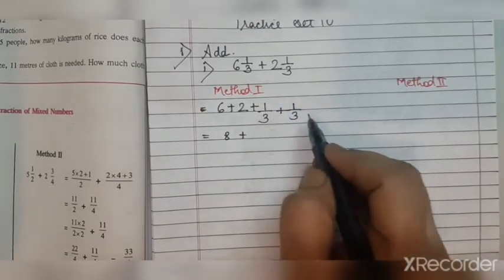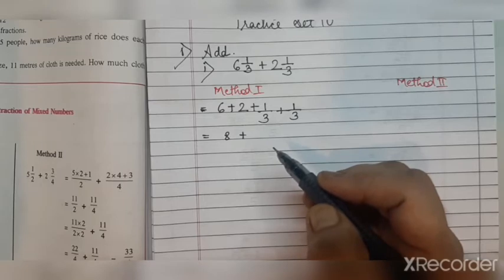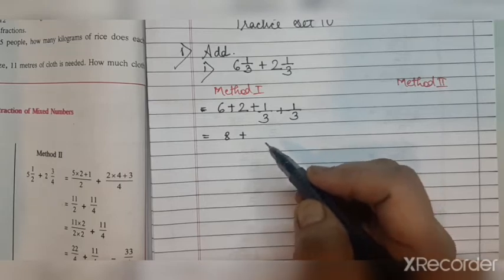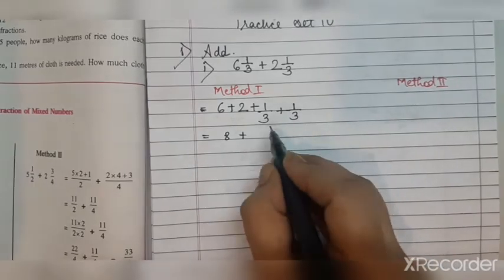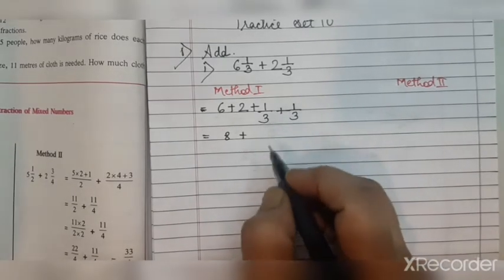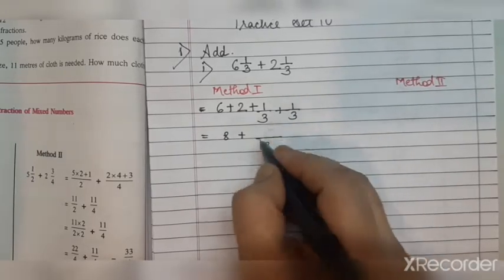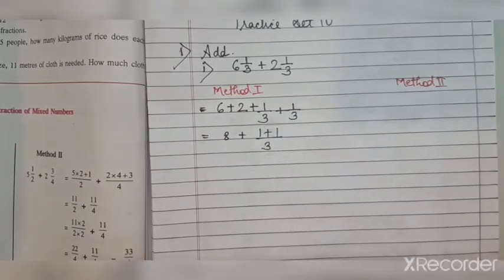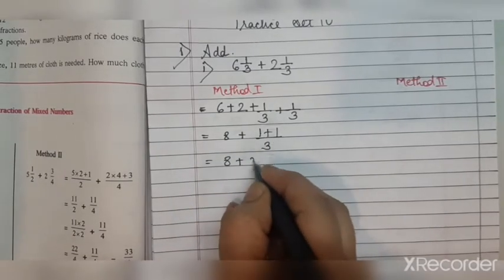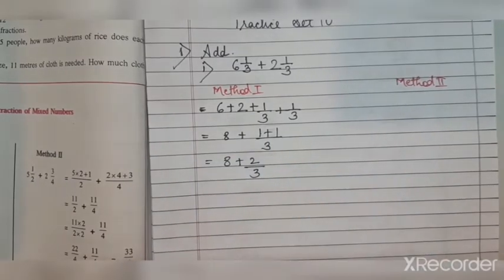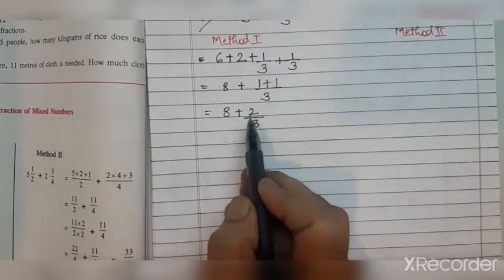Both are fractions. I told you, whenever there is an addition or subtraction of fractions, always see first whether the denominators are same. Here the denominators are same. Only if the denominators are same, we can add or subtract. So this denominator 3 and 3, I write it once, and here I'll write 1 plus 1. So what did I get? 2 upon 3. Now again, here 8 and here plus 2 upon 3.